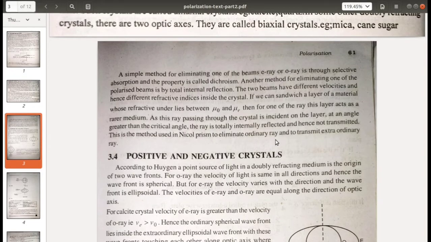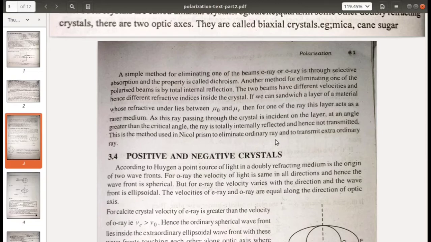And another method is by total internal reflection. Since these two waves have different velocities, they have different refractive indices. So if you sandwich a layer of material whose refractive index lies between mu 0 and mu e, then this layer will act as a rarer medium for one of these rays. So what will happen is, when it falls on this medium from the denser medium, from the medium from which it's coming, then what will happen?